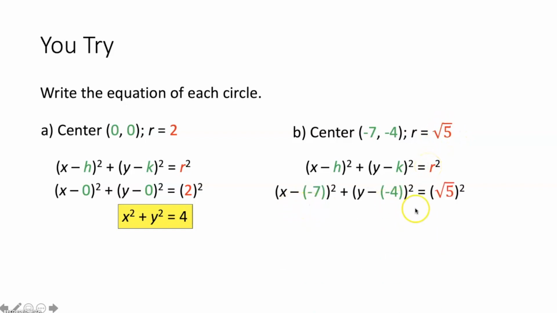Then we just simplify whatever we can simplify. Over here, x minus -7, we can rewrite as x plus 7. Then y minus -4, we can rewrite as y plus 4. And rad 5 squared. The square and the square root just cancel each other out, and we're left with 5.